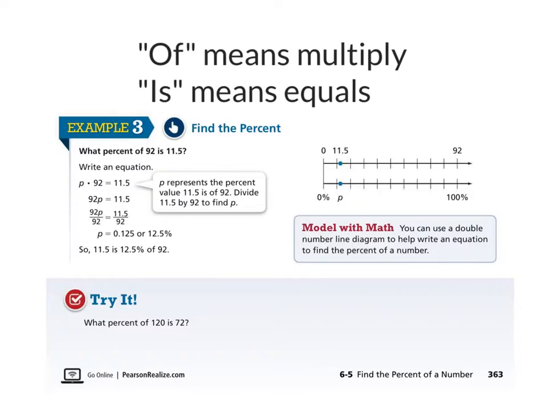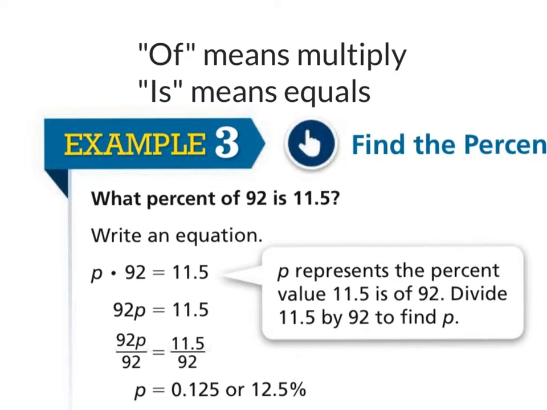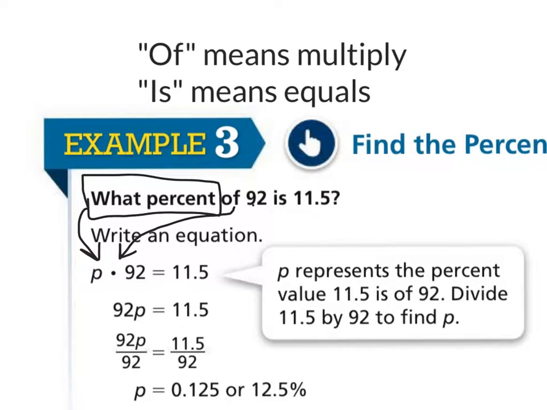So if you look at example 3, the question is: what percent of 92 is 11.5? What we're doing is directly translating this into an equation. What percent, that's what we're trying to find. They did P for percent. And then "of" means multiply. 92 means 92. "Is" means equals. And 11.5. So we're just directly translating that question into an equation.